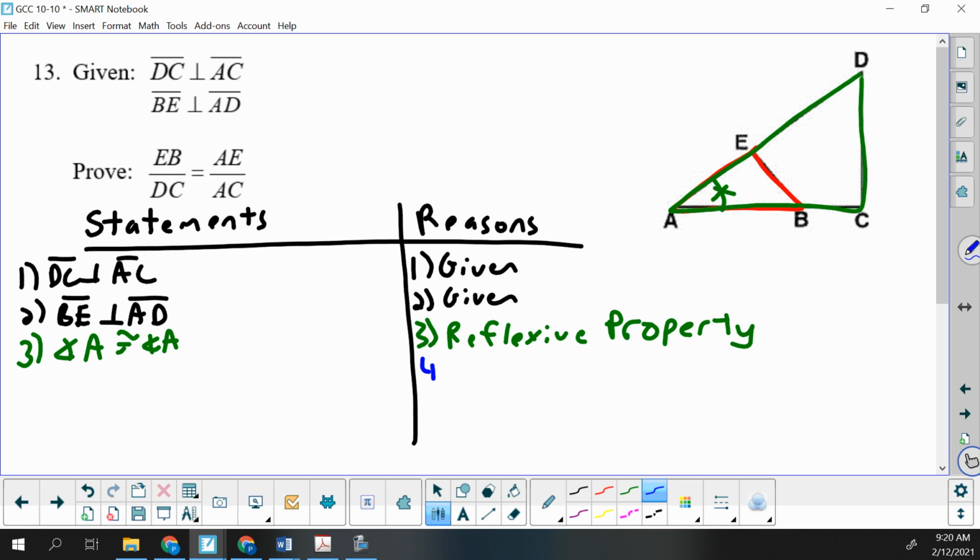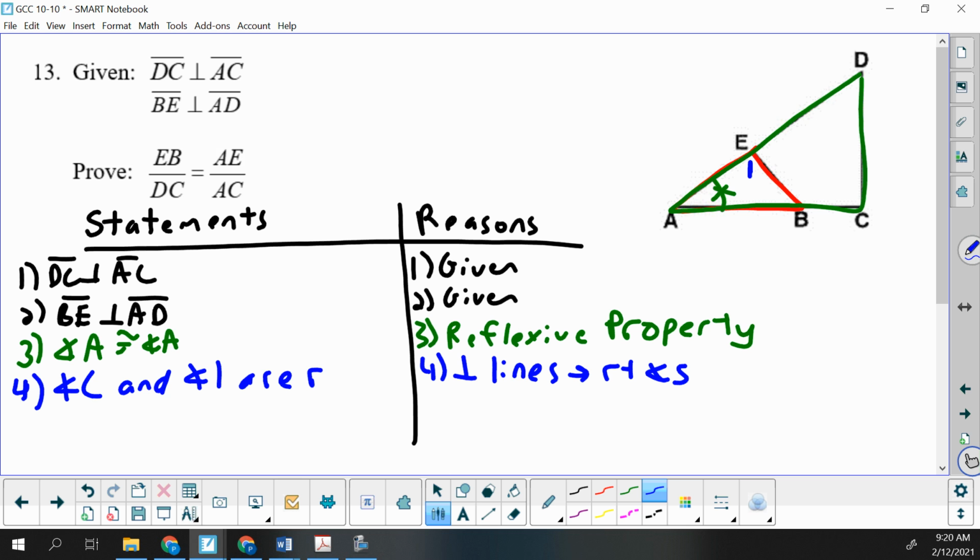Based on our givens, we then want to do perpendicular lines imply right angles. We've got DC perpendicular to AC, so that would give us that angle C is one of our right angles. Then BE is perpendicular to AD. Well, we want the one that's going to be in the red triangle, so let's maybe number that one 1. So angle C and angle 1 are right.